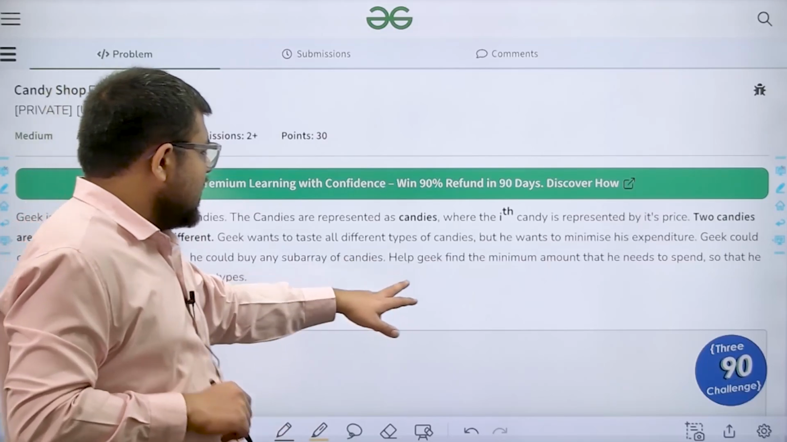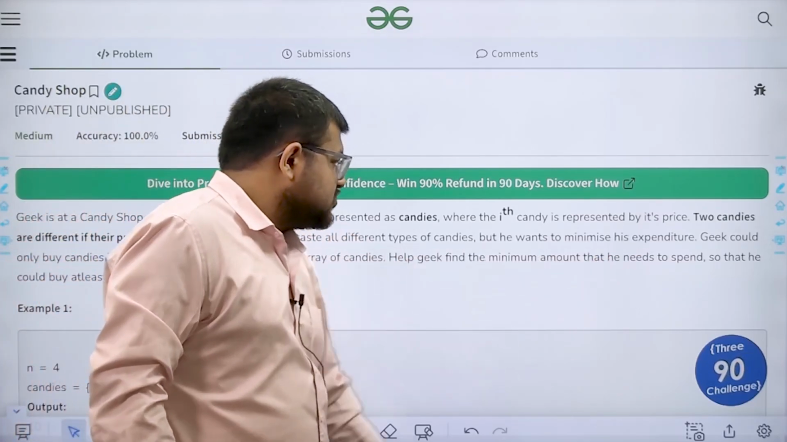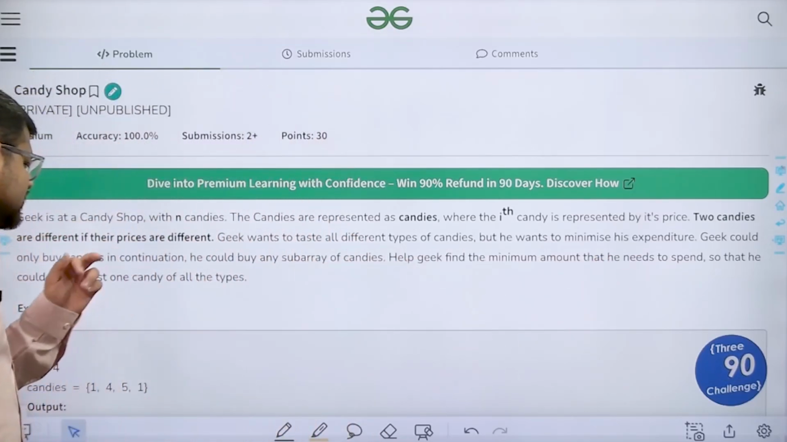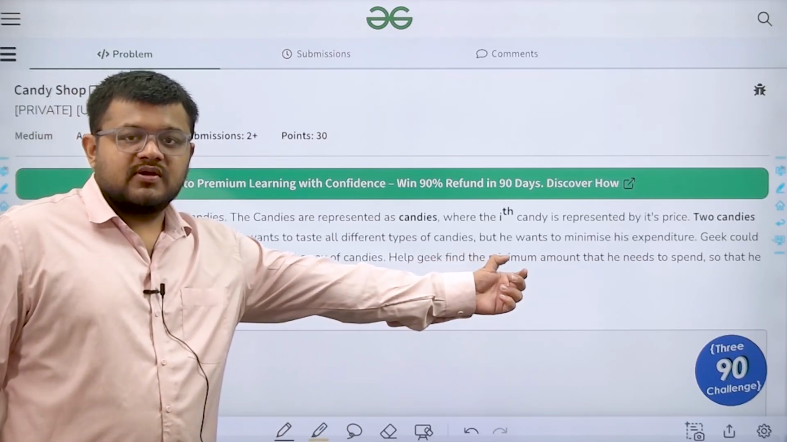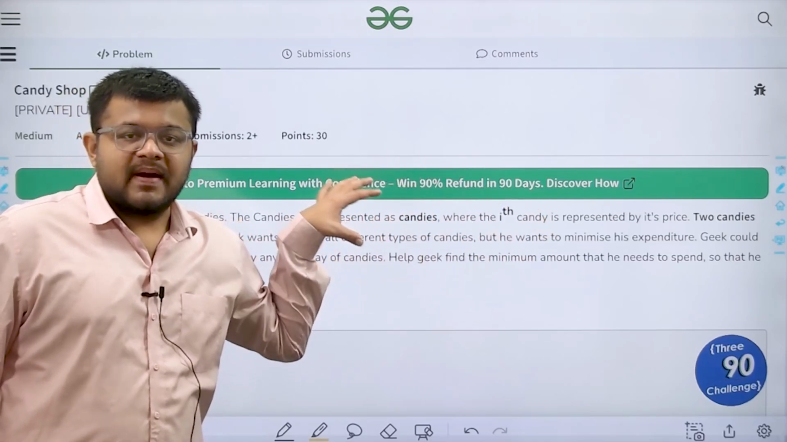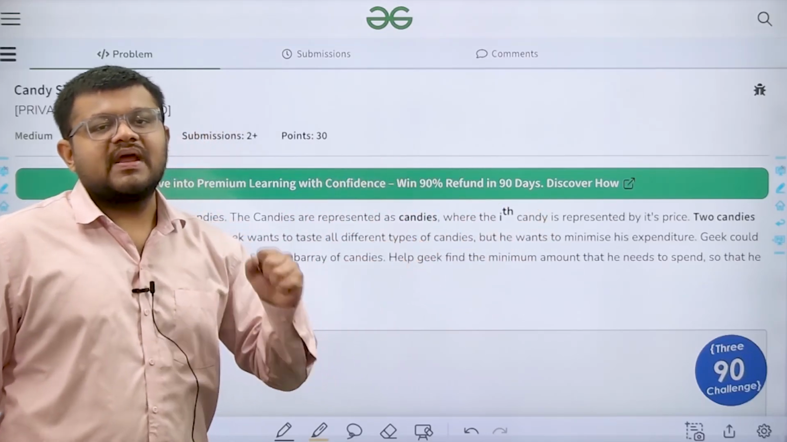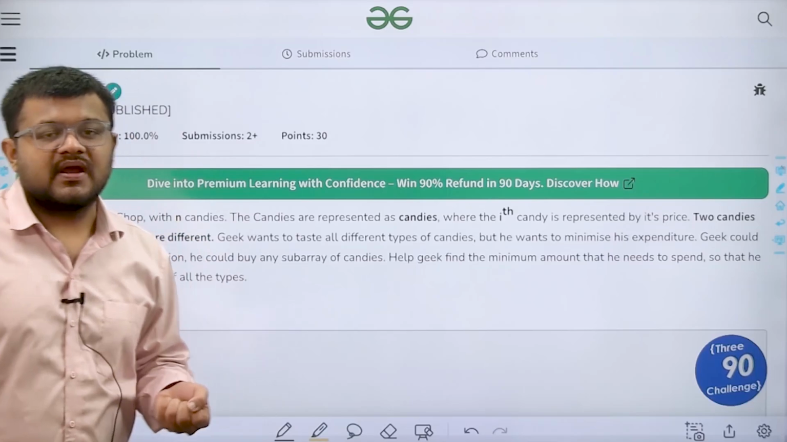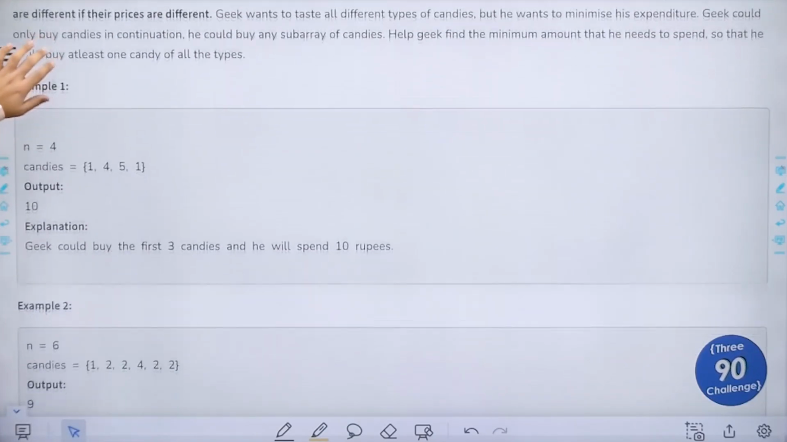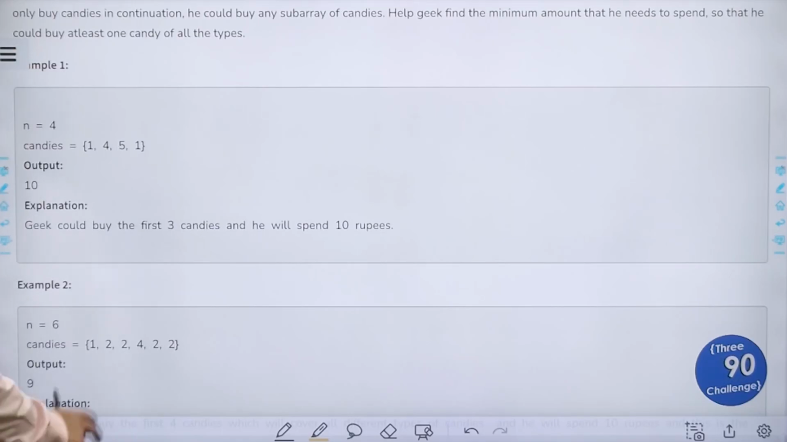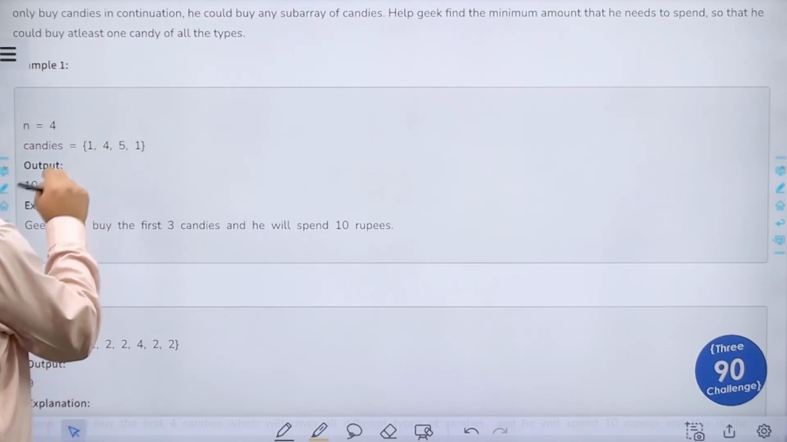Help Geek find the minimum amount that he needs to spend so that he could buy at least one candy of all the types. Okay, so what is the minimum amount Geek needs to spend such that he buys in continuation, meaning in a subarray, and he can test at least one candy of all types, and the expenditure is minimum. So for example, here for n equals to 4, there are three different types of candies, 1, 4 and 5.